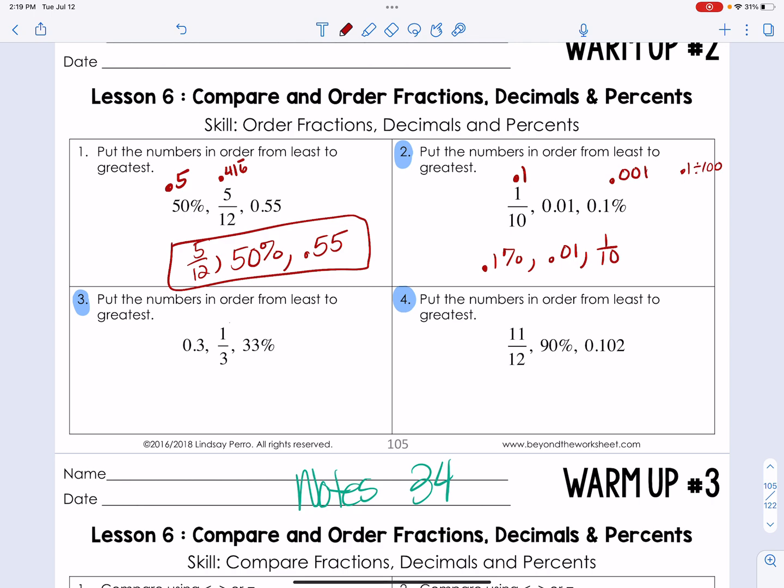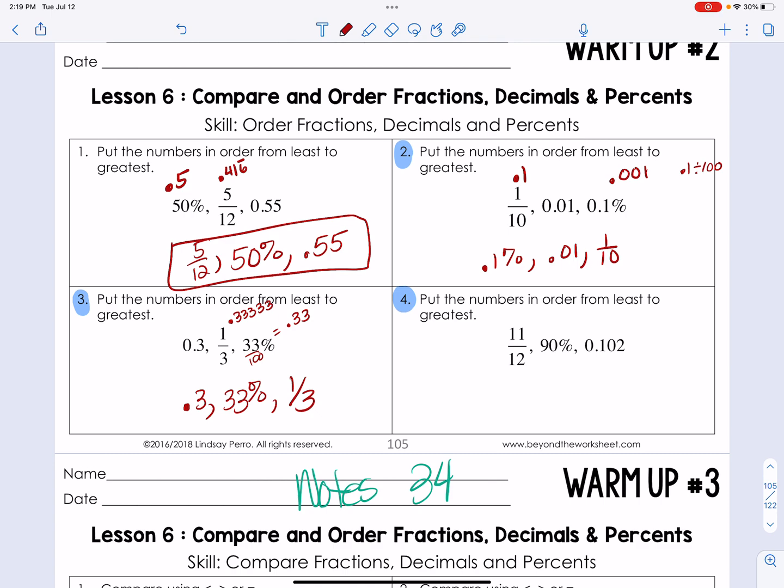Okay, so put the numbers in order. I'm going to go ahead and move these. So this is 0.33333, and so on. And if I divide this by 100, this is just 0.33. So it's not as big. So my answer would be 0.3, and then 33%, and then 1/3. That one's a tricky one.